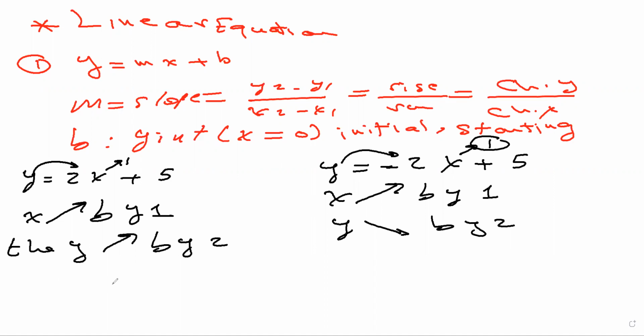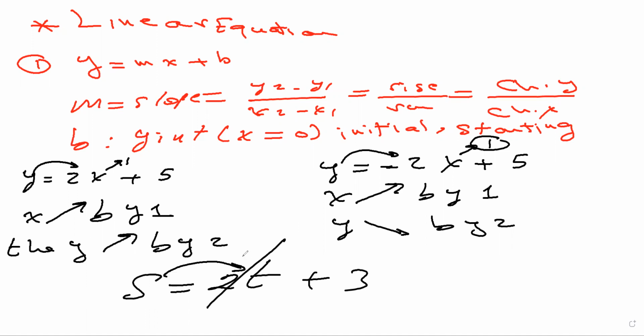Let's say for example, in real life, I have the speed equals 2t plus 3. What does that mean? It means when the time increases by 1, the speed increases by 2. And when the time is 0, the beginning of the motion, what was the speed? The speed was 3. Okay guys, is that clear for everyone?